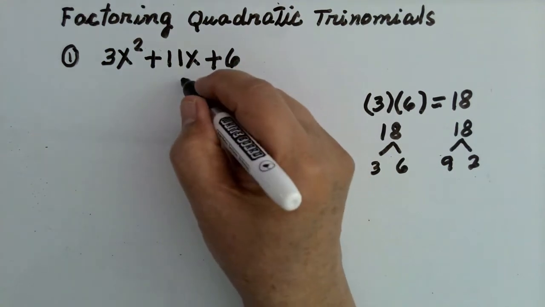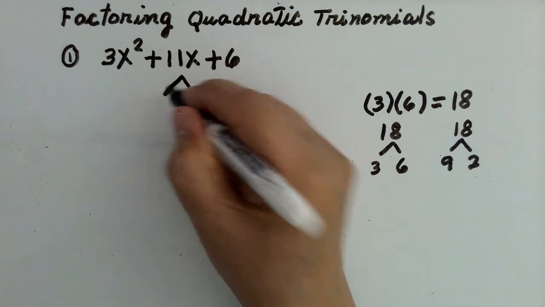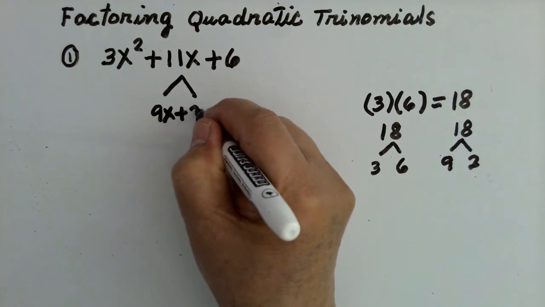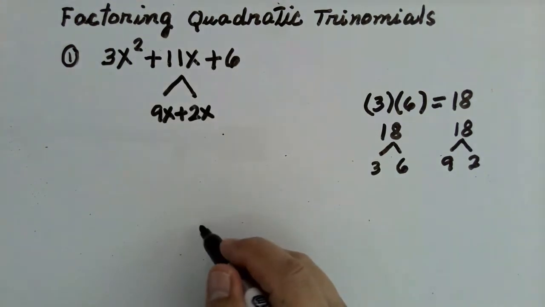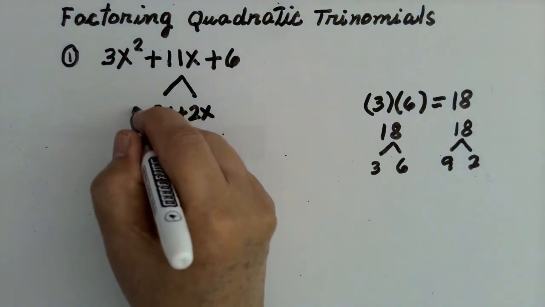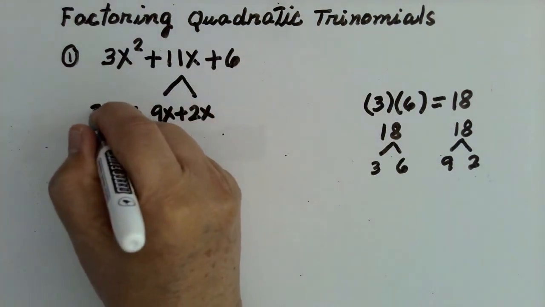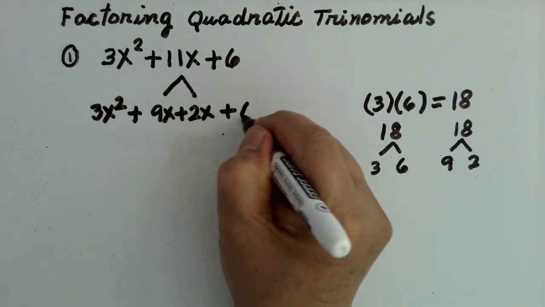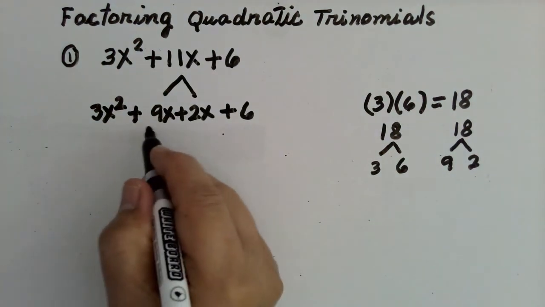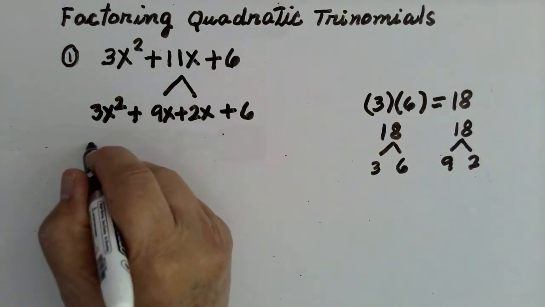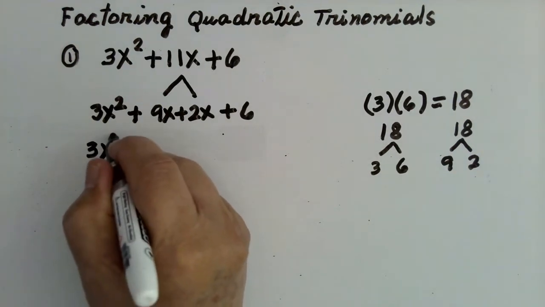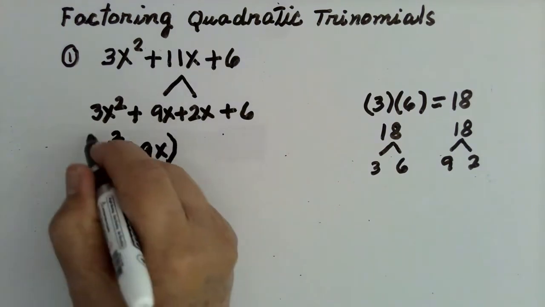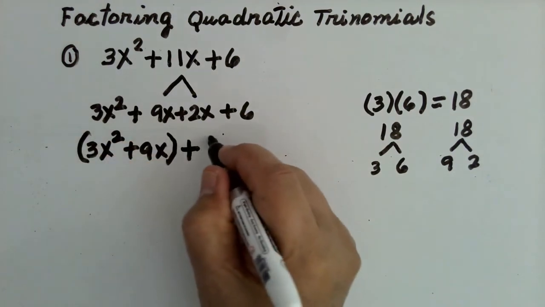So that means this can be split into 9x and 2x. Then write 3x squared here and 6 here. Group the first two terms, 3x squared plus 9x, and then the last two terms.